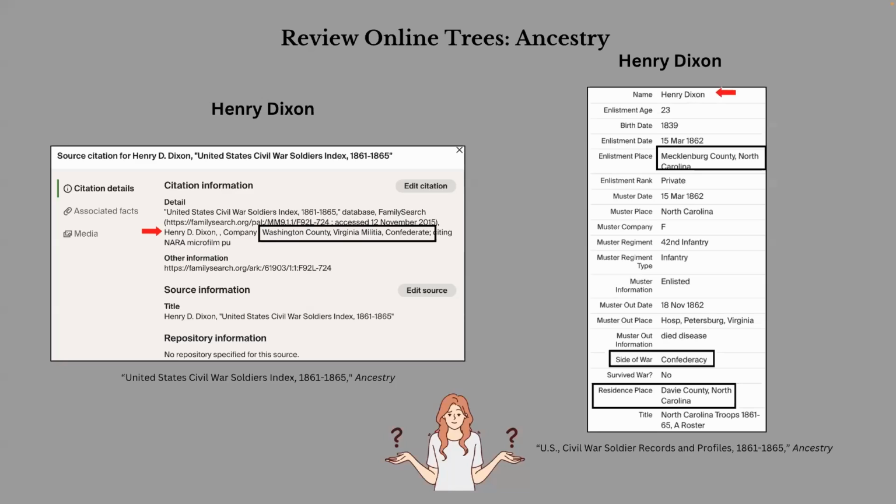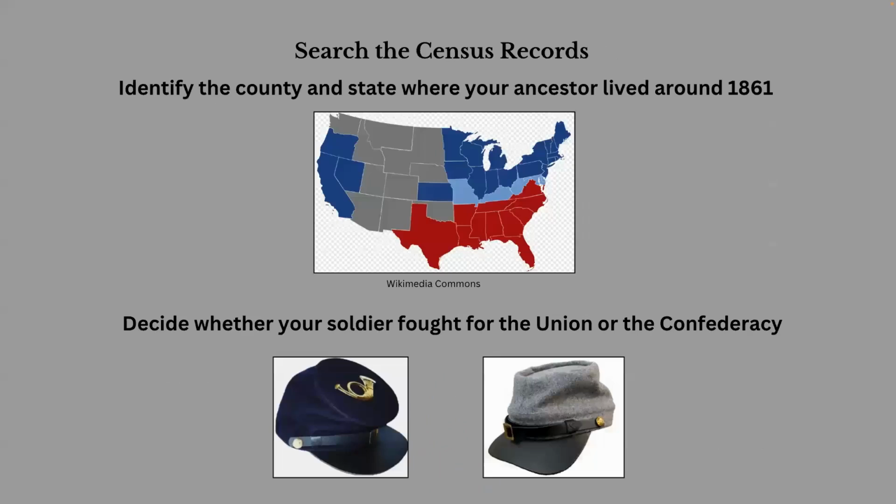I appreciate it. Okay, I also went through the 1860 and 1870 census records. I wanted to make sure that there wasn't another Henry Dixon in the same county, and there wasn't. So this is the correct document for my ancestor.